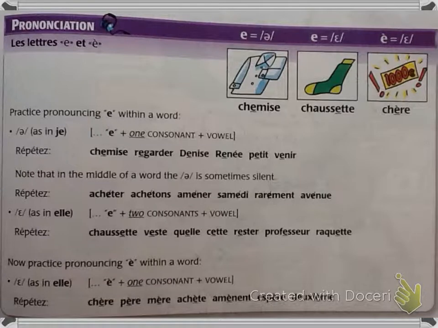The E as in L, s'il vous plaît, répétez: chaussette, veste, quelle, set, rester, professeur, raquette. Now practice pronouncing this word accent within a word. S'il vous plaît, répétez: cher, père, mère, achète, amène, espère, deuxième.